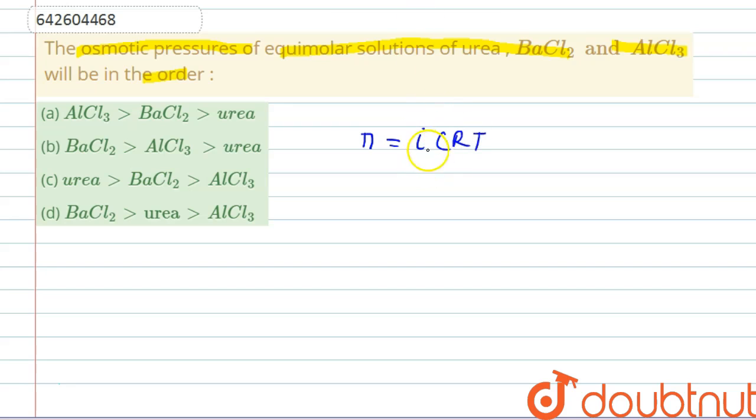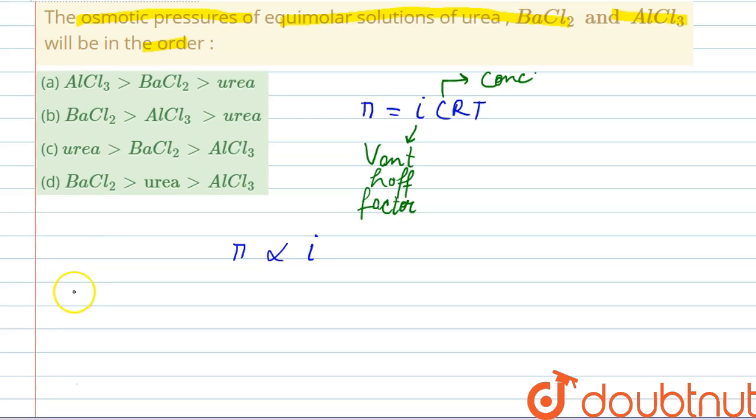Now here i is the van't Hoff factor, C is the concentration in terms of molarity, R is the universal gas constant, and T is the temperature. Now we are given equimolar concentrations, that means the concentrations are 1 molar and the same for urea, BaCl2 and AlCl3. Also we will take the temperature as constant, and we know that R is a universal constant, so the osmotic pressure pi will depend on the value of i, that is the van't Hoff factor. So we will calculate the value of i for all three given compounds.